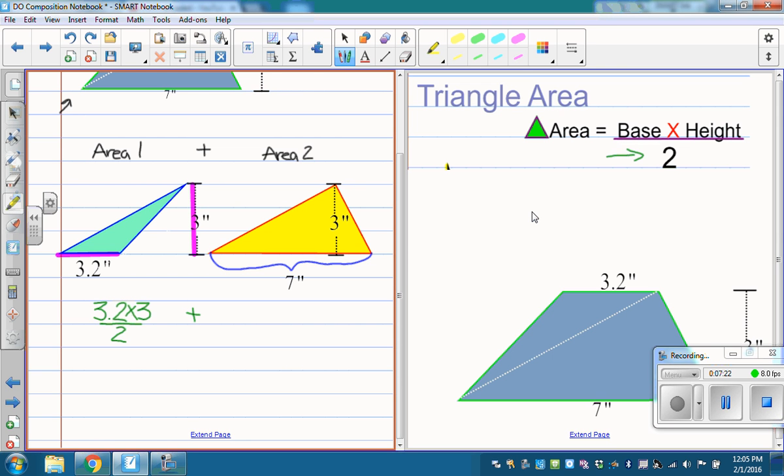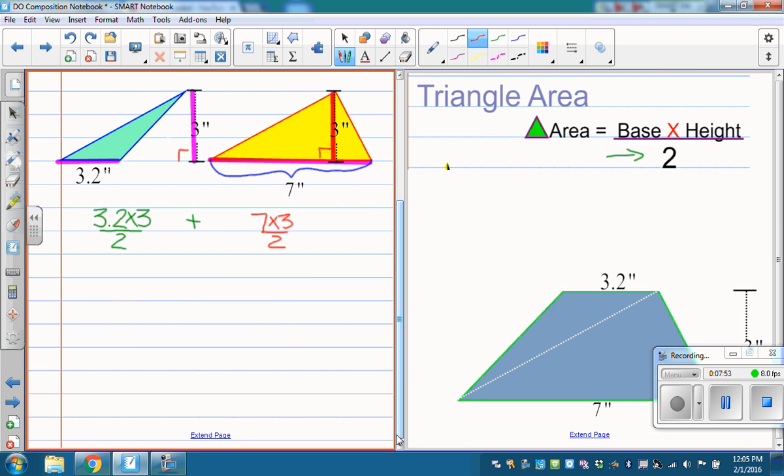For area 2, I'm going to follow the same process. I'm going to highlight the base, which is this whole length, 7 by 3, because I'm always looking to see where the square angle is. And that means sometimes it's outside the triangle. So for area 2, it's 7 times 3 divided by 2. We have a little bit of decimal work to do here. I can do some traditional multiplication as scratch work. 3 times 2 is 6. 3 times 3 is 9.